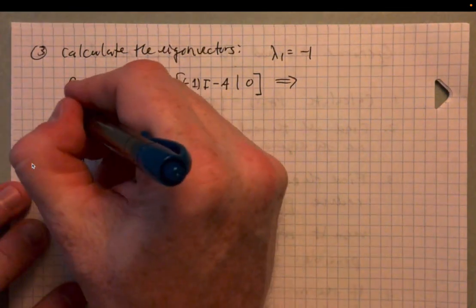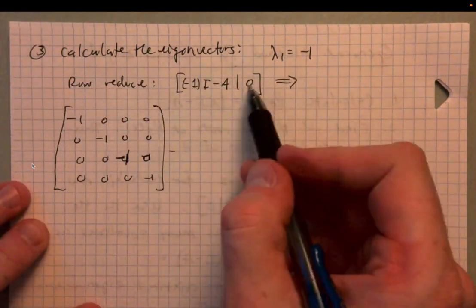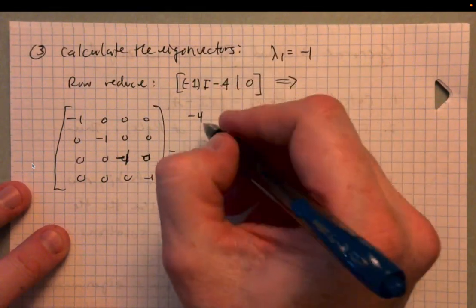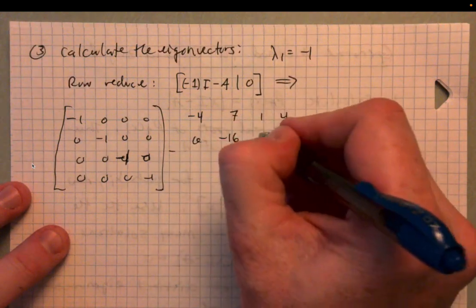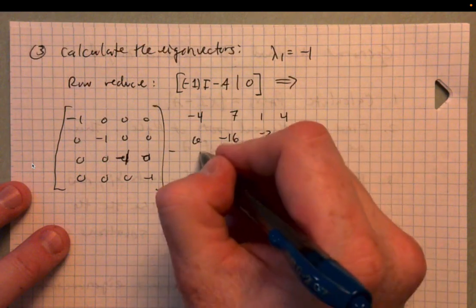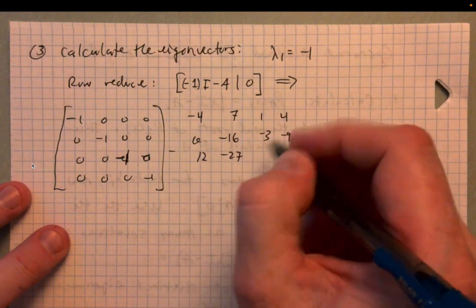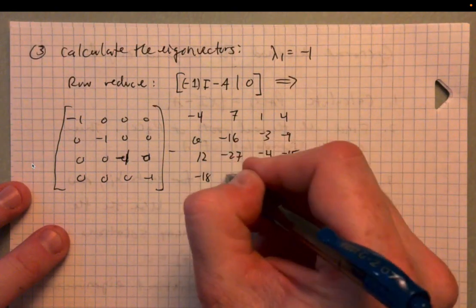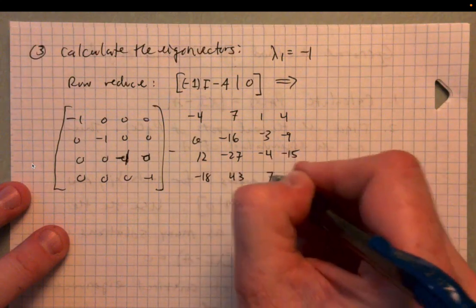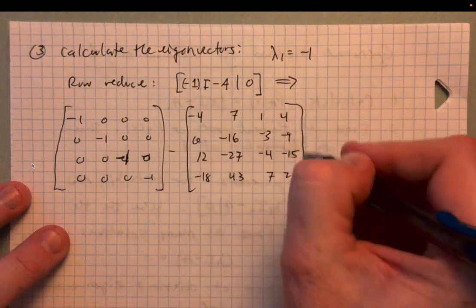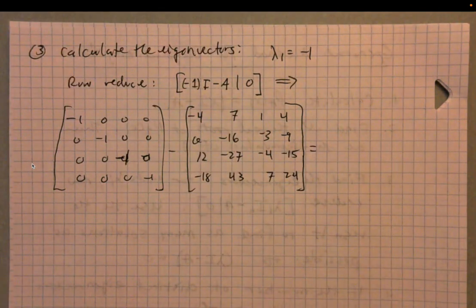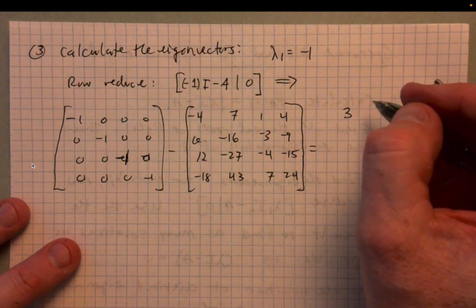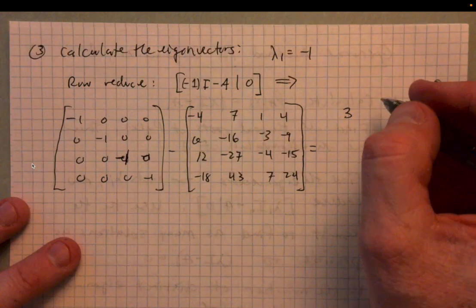Like that, okay? So you've got that minus A, which is -4, 7, 1, 4, 6, -16, -3, -9, 12, -27, -4, -15, -18, 43, 7, 24. Writing out these arrays is a little much. Now, when you actually do that subtraction, you get 3, -7, -1, -4.